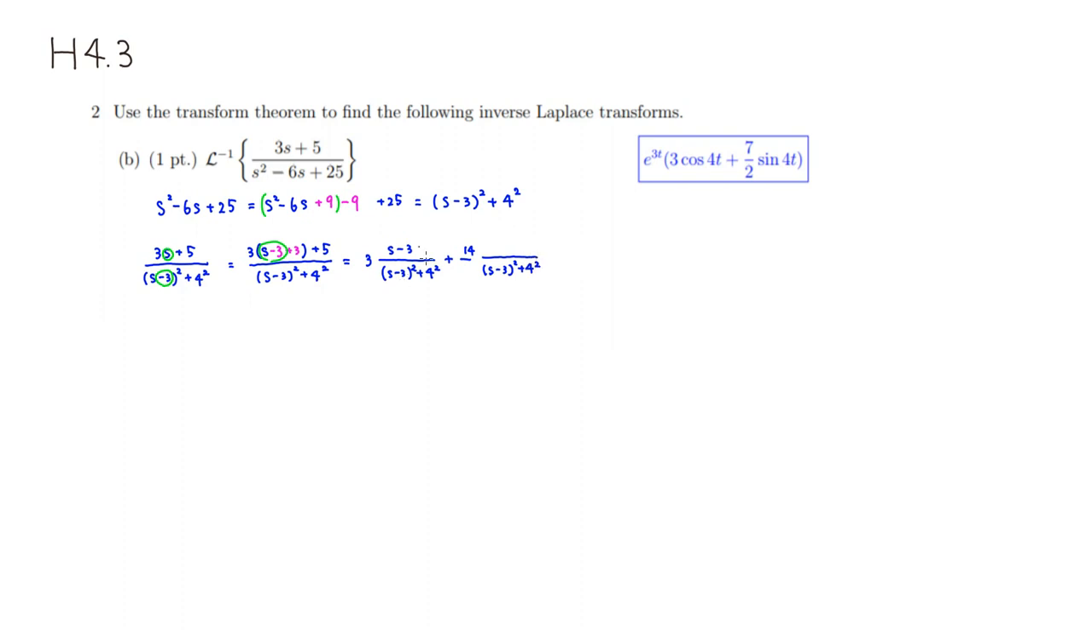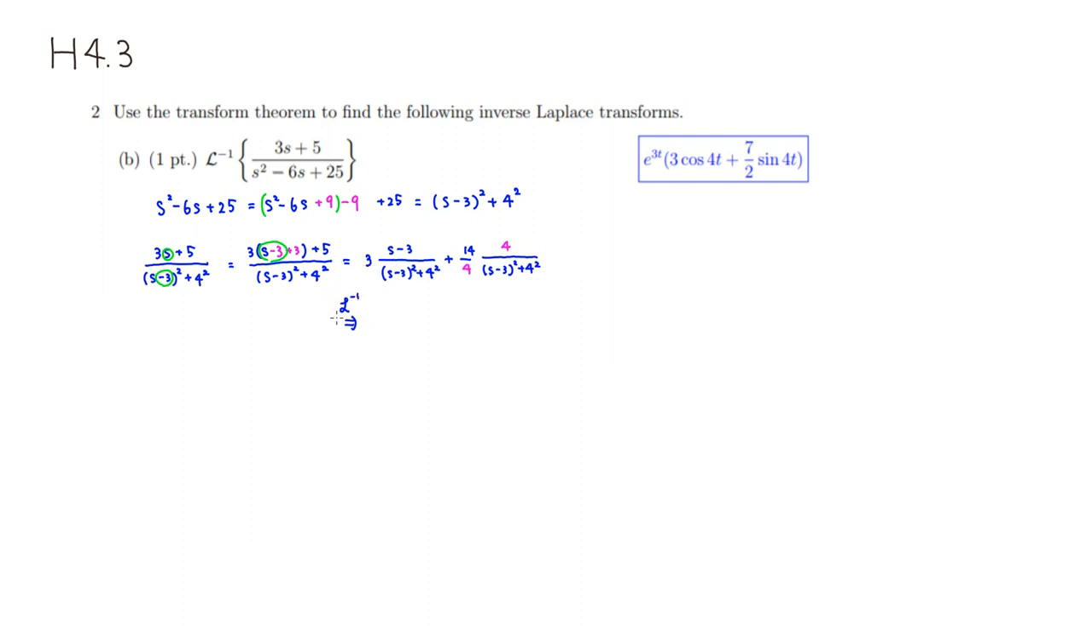So this is a good form for cosine. Here we want to create a sine. In order to create a sine, the k value is 4. So I'm going to put the 4 here and 4 here so that we don't change anything. Then if you take the inverse Laplace transform of that, you will get this.